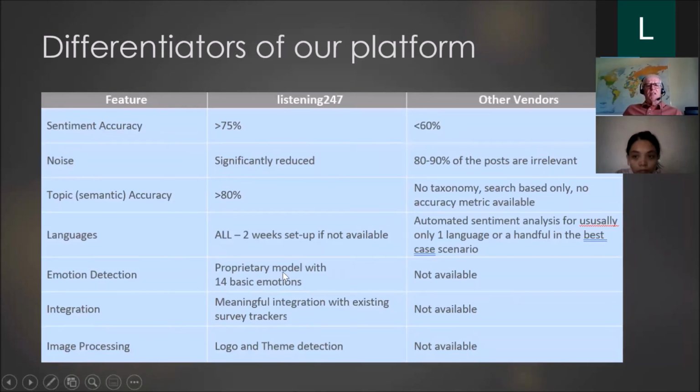Emotion detection, yes, we've got a model with 14 emotions that I showed you a quick slide on. That's not available to others. We can integrate it with other survey data. And the last thing, which I haven't shown you today, but is something that's becoming more and more interesting, is image processing. Any posts that contain images, we can code that data as well.